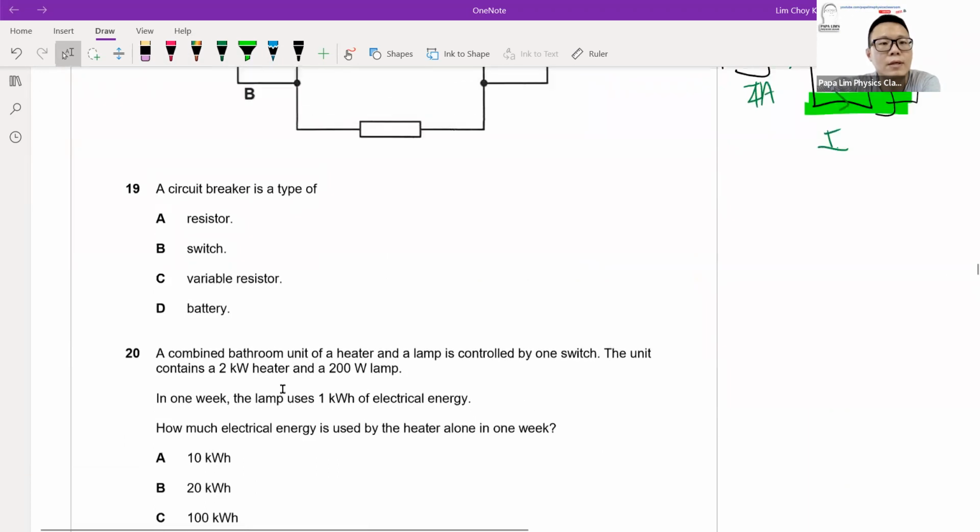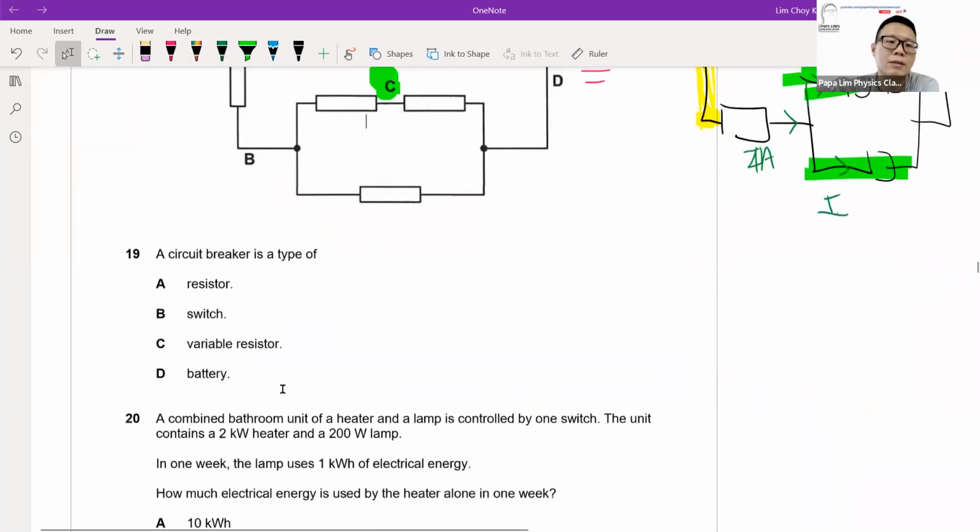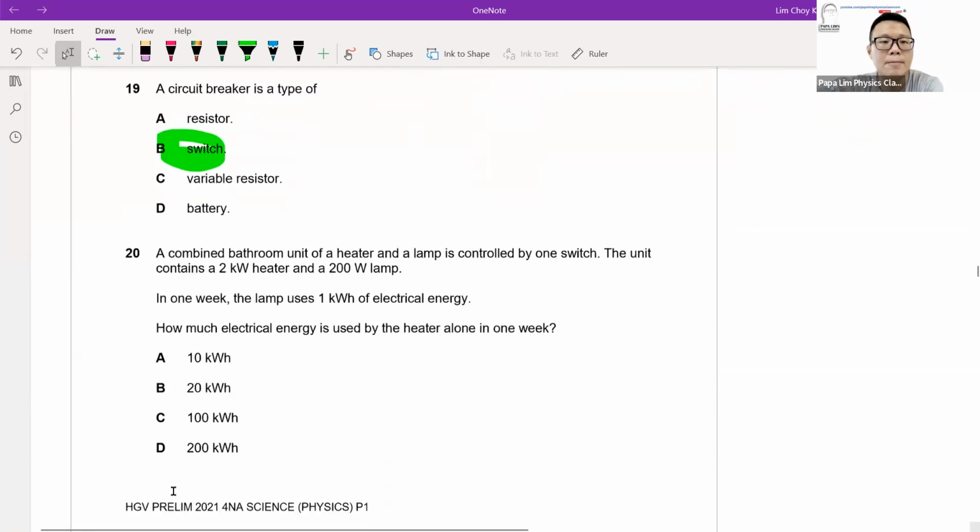Circuit breaker, okay. A circuit breaker is like a switch. It allows me to switch off, to trip, the circuit when there's excess current.